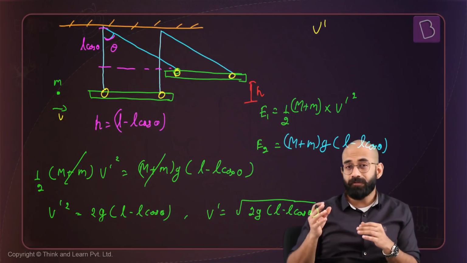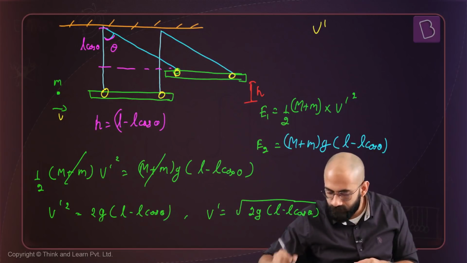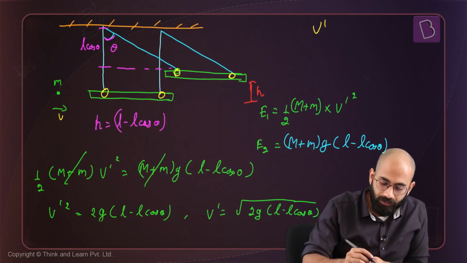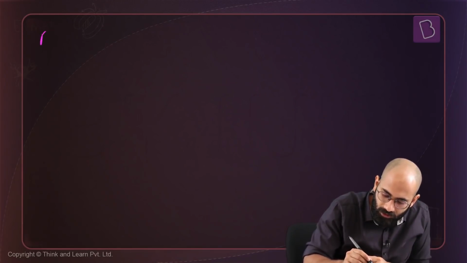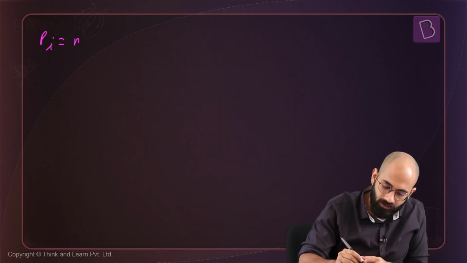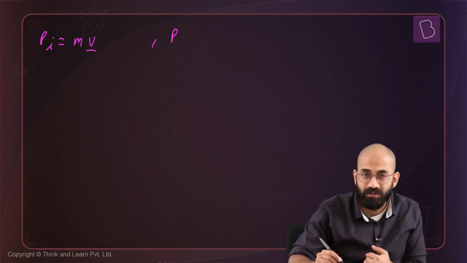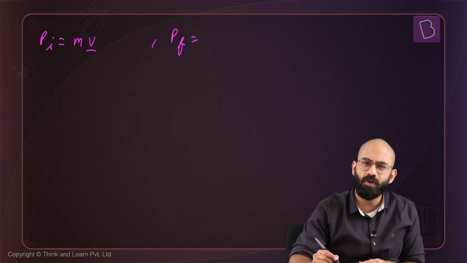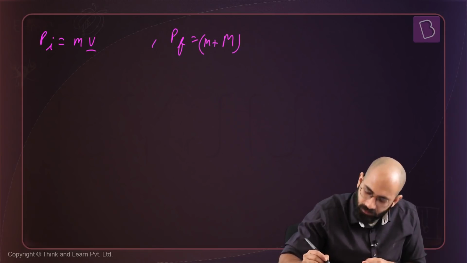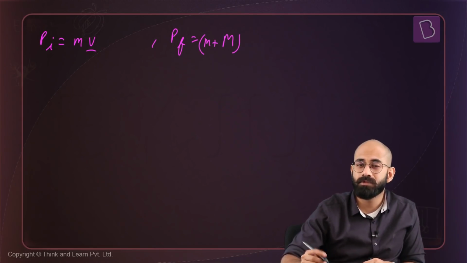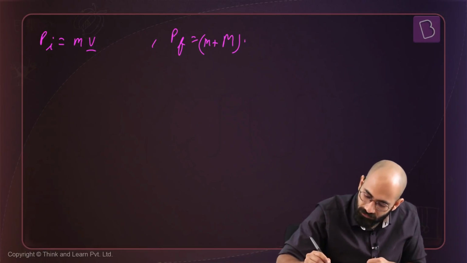Now, we have to find the velocity of the bullet before collision. For that, we conserve momentum. Just before the collision, the initial momentum, let's call it Pi, was equal to m V, and this is the V that we need to find. And the momentum just after collision will be the mass of the system, small m plus capital M, times the speed of the system just after collision, which is V dash.